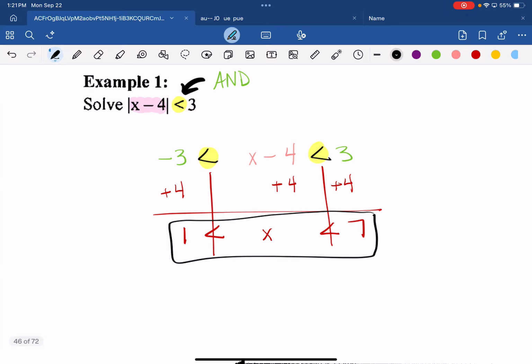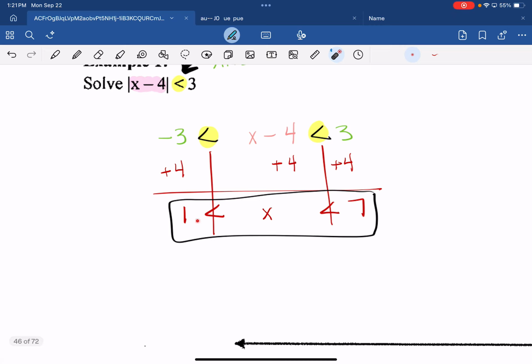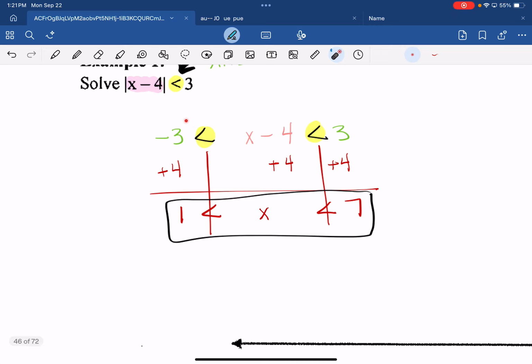Okay? Again, notice this should always be lower. This should be my lower number. 1 is less than 7. If not, then you did something wrong. Probably up here, you probably put the negative on the wrong side. How does that even work? What if it was less than 7? It wouldn't.